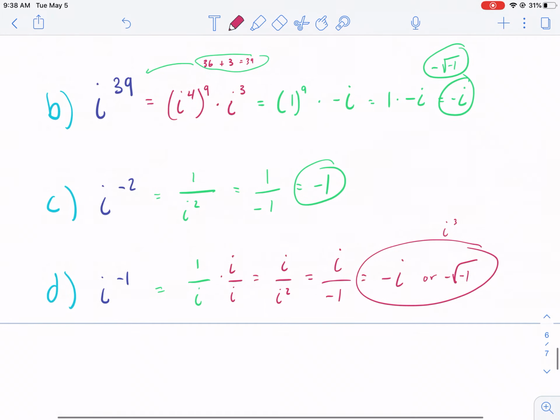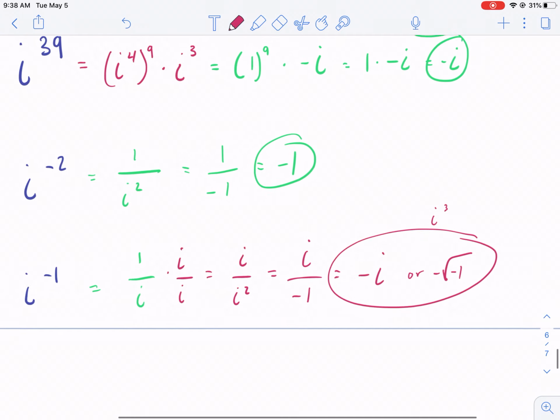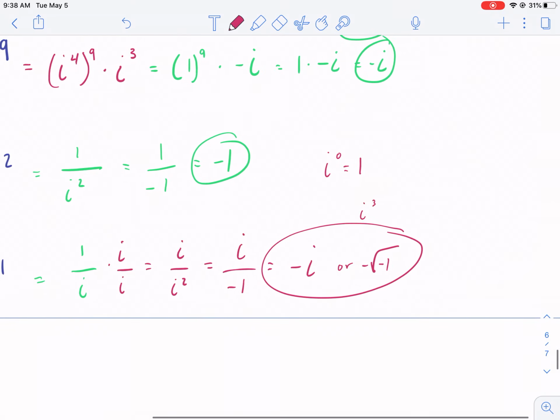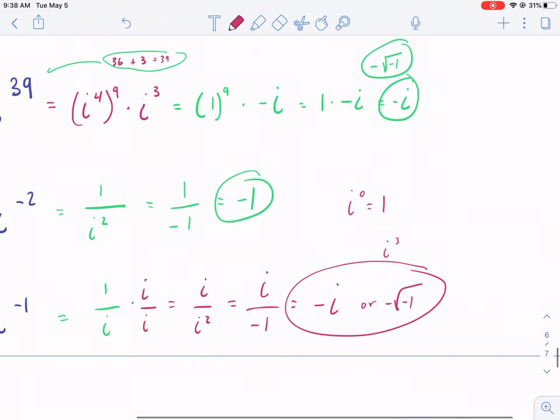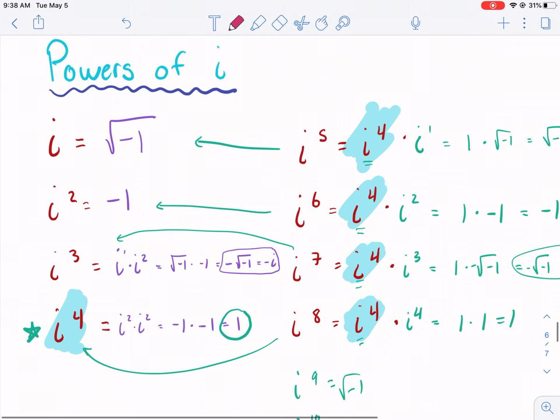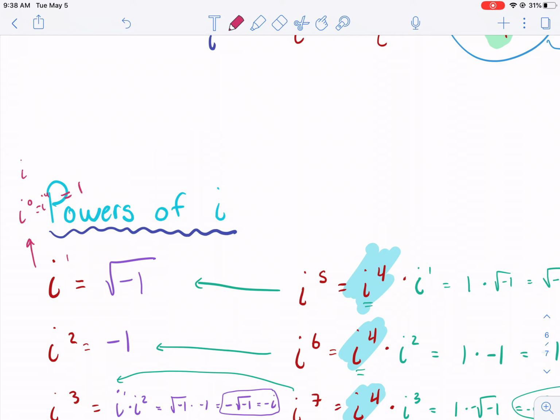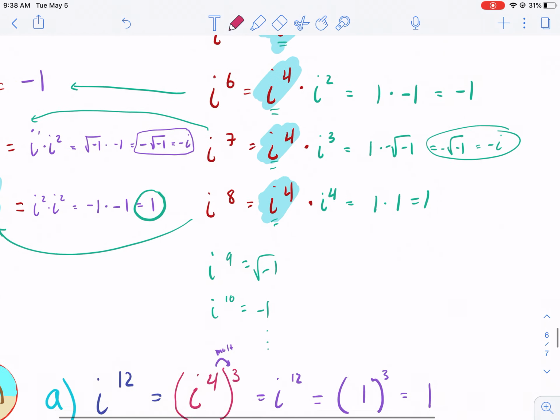So there's some interesting things going on. We repeat the pattern forwards and backwards. i to the 0 would give us 1. So we can see that it even continues if we go in the other way. If we go in reverse, this is i to the first. If we go i to the 0, we get the same thing as i to the fourth, which is equal to 1. Sorry, I'm writing over it. i to the negative 1, same thing as i cubed, which is negative i, and so on and so forth.